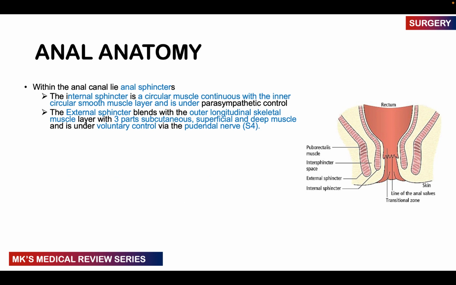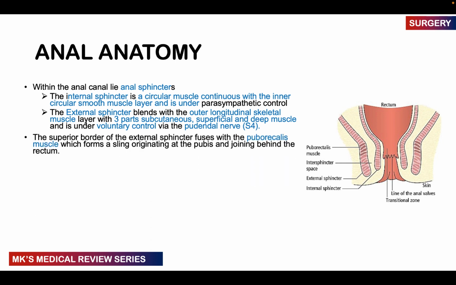Then you also have the external sphincter that blends with the outer skeletal muscle, and it has 3 parts: a subcutaneous part, a superficial part, and a deep part. It's under voluntary control, under the control of the pudendal nerve, which is S4. Remember also that the superior border of the external sphincter is fused with the puborectalis, which forms a sling originating at the pubis and joining the rectum. This is also another mechanism that helps in the control of the internal materials on the inside.